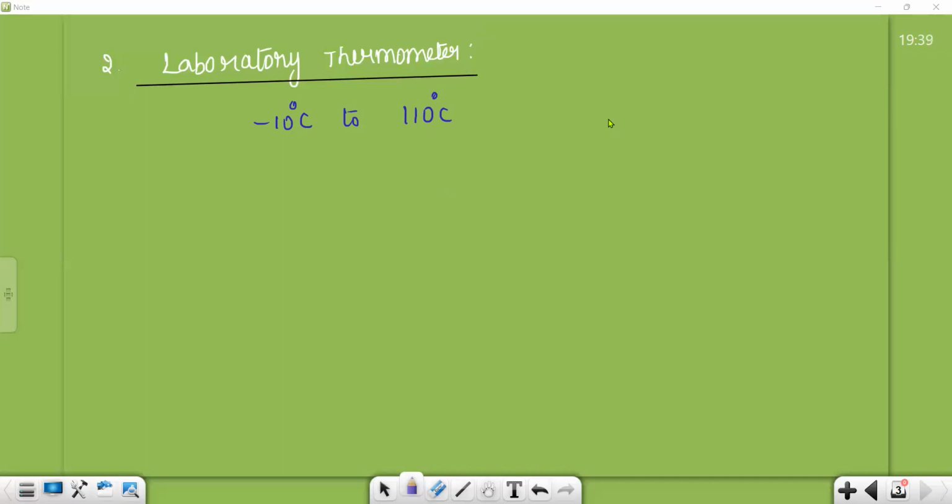Next, the bulb should be surrounded from all sides by the substance whose temperature is to be measured. If I want a particular liquid's temperature, I have to dip the entire bulb into it. And the bulb should not touch the surface of the container. These are the precautions. Let me write them down.